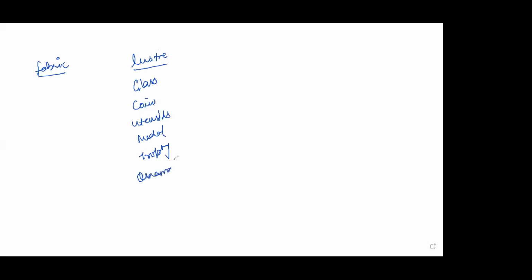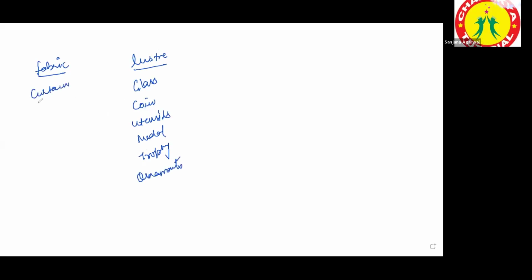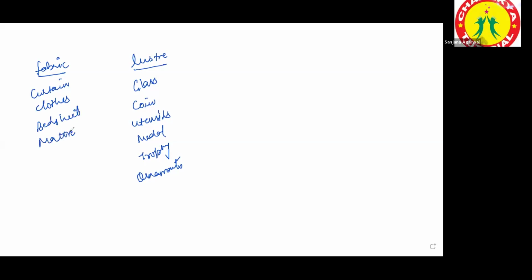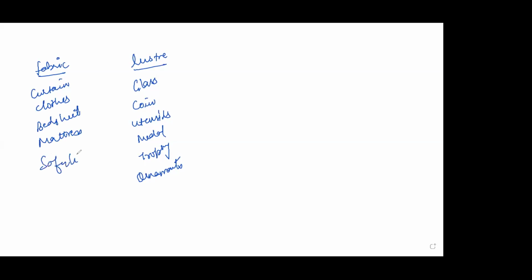Ma'am, ornaments. Okay. And what all we wrote in the fabric: we wrote cotton. Ma'am, you wrote clothes, bed sheet. Ma'am, mattress. Okay. And pillow, sofa cover. Ma'am, sofa cover, I think. Okay. Fine. Next, tell me the things which are soft in nature.